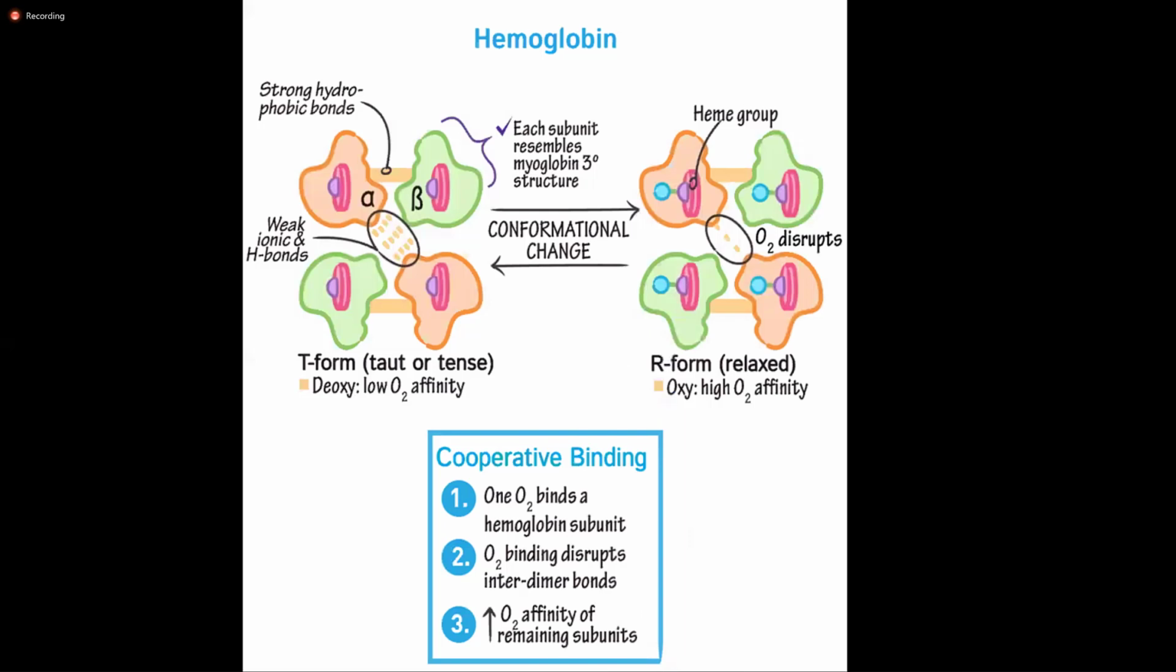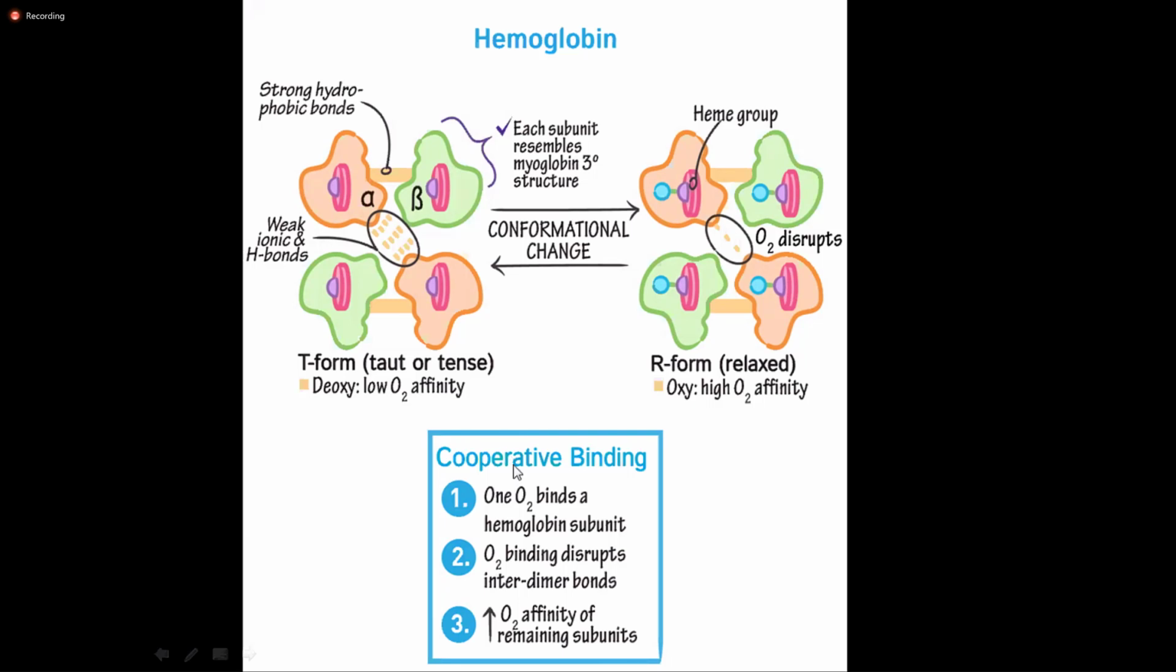Okay, let's see this picture again. This is a strong hydrophobic interaction, and this is an ionic bond between the two pairs, and this is the tense form. Each subunit resembles the myoglobin tertiary structure, and when oxygen binds to one subunit of this hemoglobin, the conformational change starts, weakening the ionic bonds. The ionic bonds are weakened and broken down, and that increases the oxygen affinity towards the other remaining subunits of the hemoglobin.